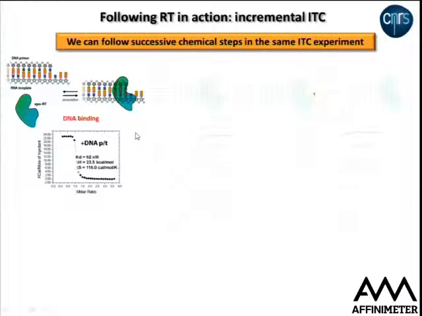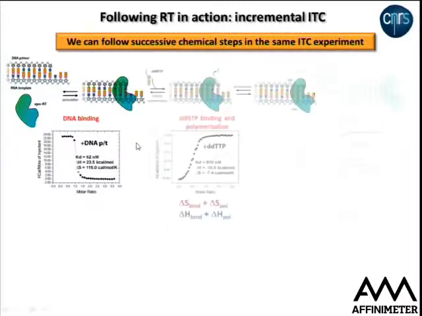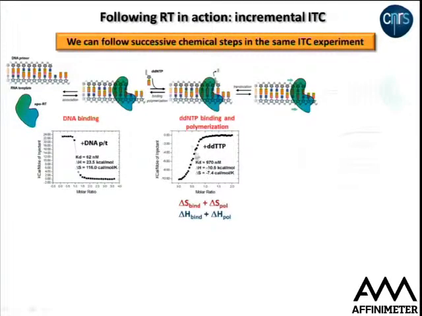But at the end of the reaction, we keep the product of the reaction in the sample cell and reload the syringe with the second substrate of the reaction, which is the first incoming nucleotide. In this case, dTTP, but we use instead a chain terminator, ddTTP.